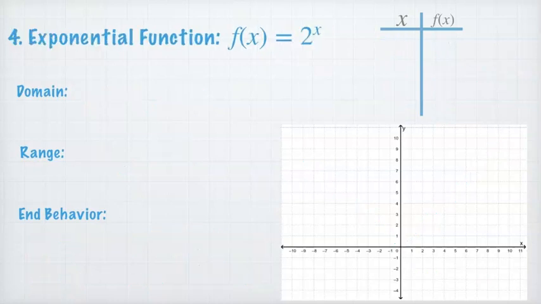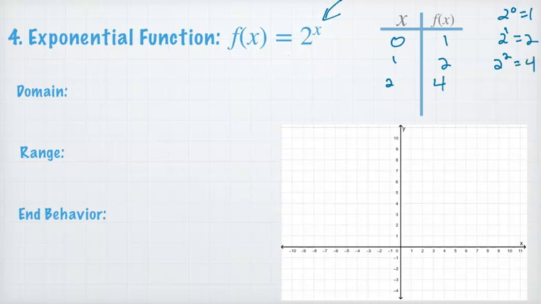Our last function that we have to know, you just have to know these, is the exponential function. And we're going to say the parent function for all exponential functions is 2 to the x. Note that the x is in the exponent here. So if I have my input be 0, well, anything to the 0 power is going to equal 1. If my x value is 1, 2 to the 1 is 2. If my x value is 2, 2 squared is 4.